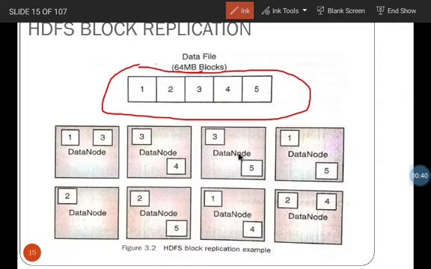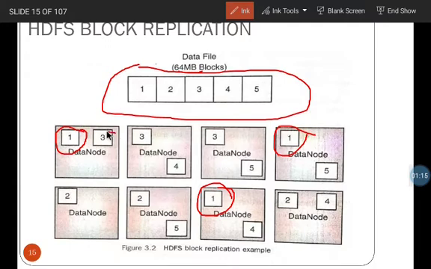If you see here, we have 8 data nodes: 1, 2, 3, 4, 5, 6, 7, 8. And block number 1, if you observe, is placed in the first data node, as well as in the fourth data node and in the seventh data node. So the block is replicated 3 times here, but it is placed in different places on different data nodes.